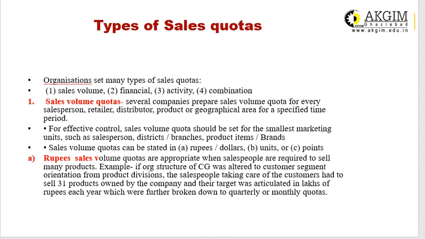Now I come to the various types of sales quotas. The first one is the sales volume quota. Sales volume quotas can be in terms of rupee values, or in terms of figures. Several companies prepare sales volume quota for every salesperson, retailer, distributor, product, or geographical area for a specific period of time for effective control. So, sales volume quota can be in rupees, it can be in units, it can be in points, or it can be in dollars.